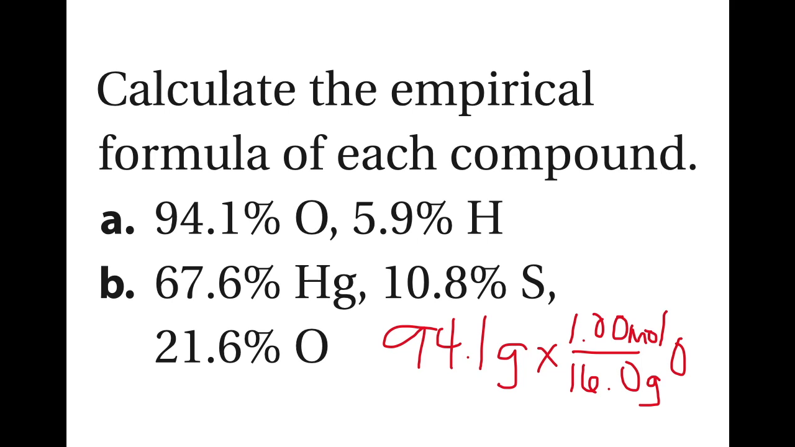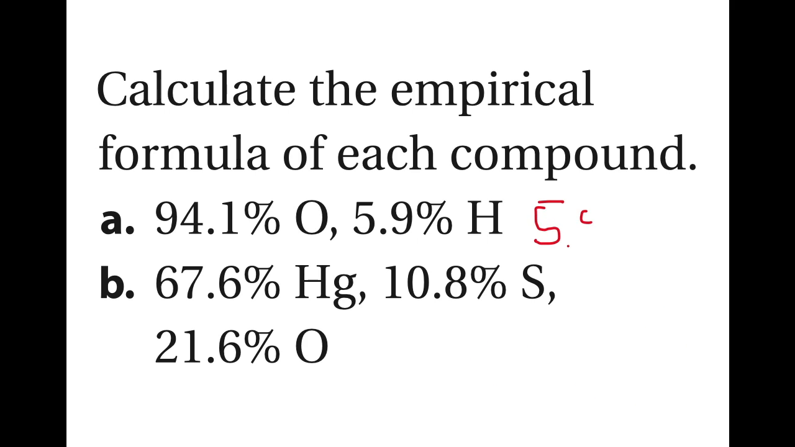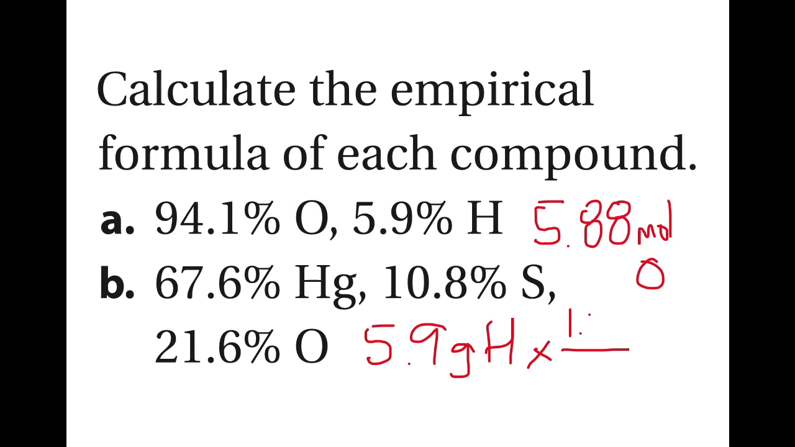I know that I have 5.88 moles of oxygen when I do this math. Next, I'm going to go 5.9 grams of hydrogen times 1 mole of hydrogen, and the mass of hydrogen is 1.0 grams. And you know that 5.9 times 1 divided by 1 is the same thing. It's 5.9. So I have 5.9 moles of hydrogen.